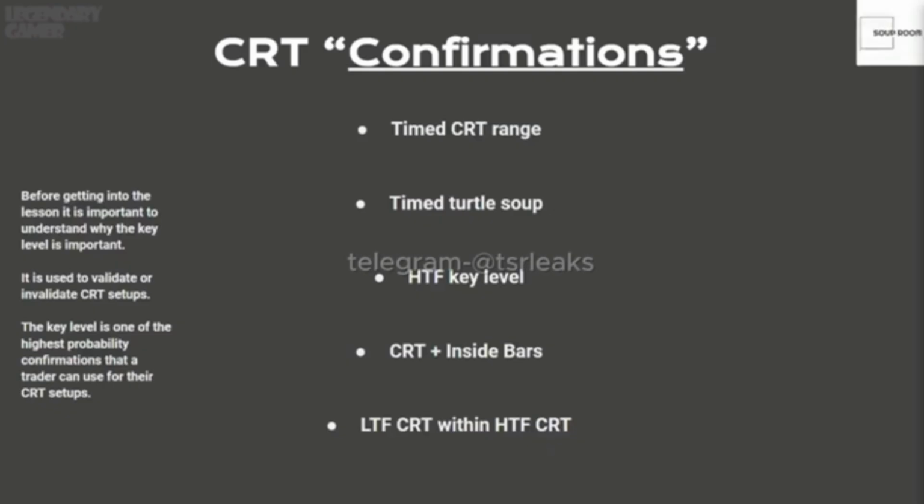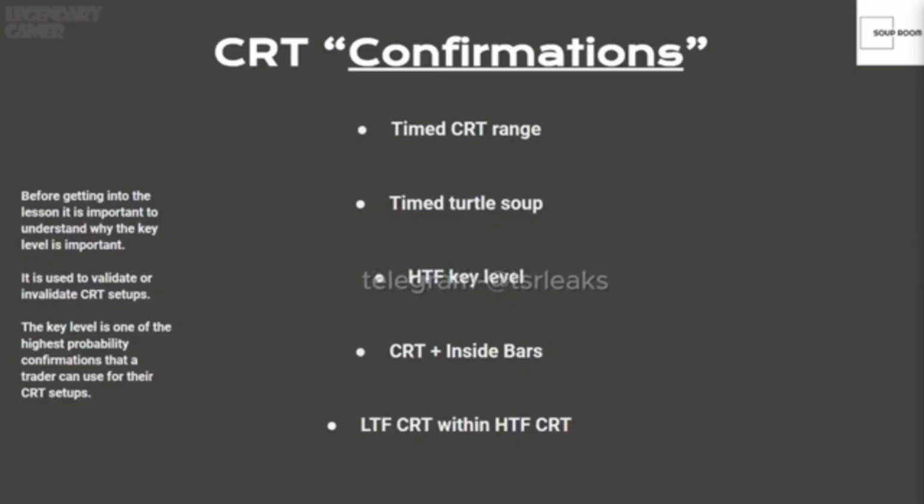Firstly, before we get started, this is a slide directly from chapter 1. We need to understand why a key level is important before we even start chapter 2. As we know, there are 5 different CRT confirmations. First, a timed CRT range. This is a specific 4-hour candle, a specific 1-hour candle, a specific daily candle, etc. Second, timed turtle soup. A specific candle of the day is turtle souping a CRT range.